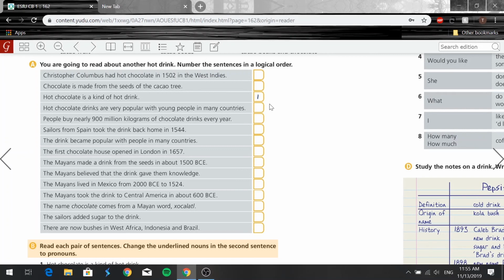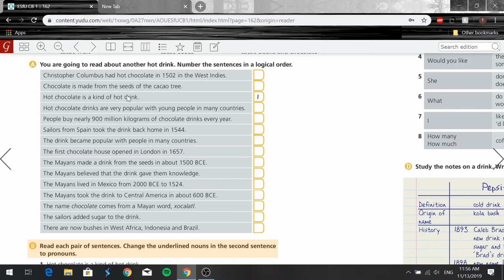So number them in a way that you think best fits a story or a description about chocolate, in this case, or the cacao tree, for example. I'm going to use my own logical order, but it's not a one-right-answer thing. You could use your own answer here as well. So let's start with 1. We have hot chocolate is a kind of hot drink. I think we can all agree that this is 1.